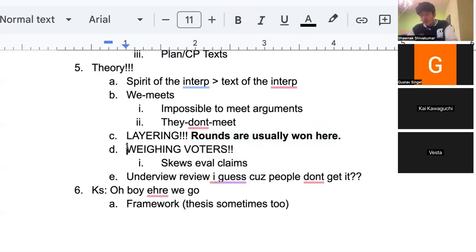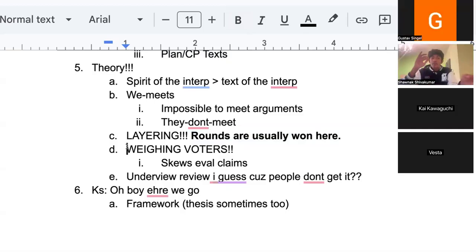Yeah, weighing voters. Most of the time, your theory shell offense will come down to fairness and education, or maybe accessibility. What usually will happen is either both of you will go for fairness offense, in which case you have to prove which one is better for fairness, or one of you will go for education and one of you will go for fairness. It's important in your final speech to not collapse into fairness and education, but just one voter.